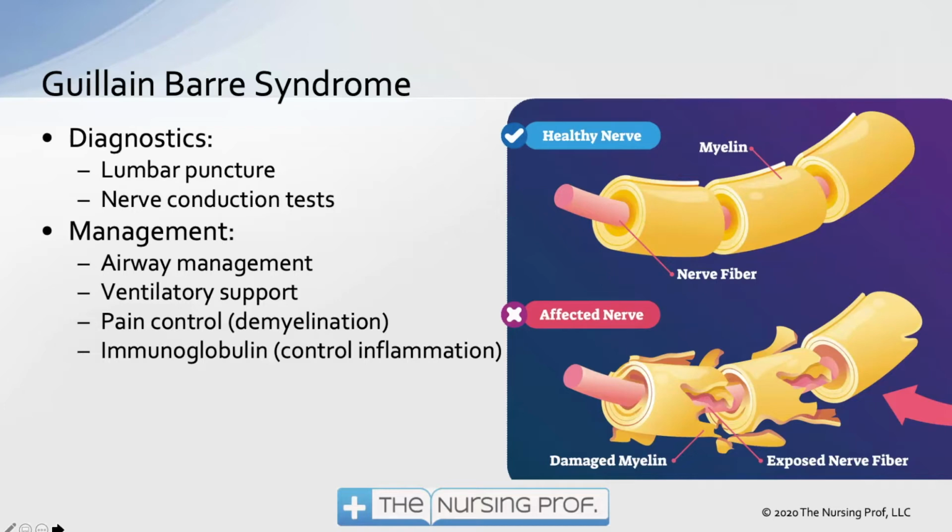Diagnostically, it can be diagnosed by doing a lumbar puncture, nerve conduction tests. Airway management would be important, ventilatory support, pain control, okay, because the demyelination is painful, and the immune globulin may help to control the inflammation.